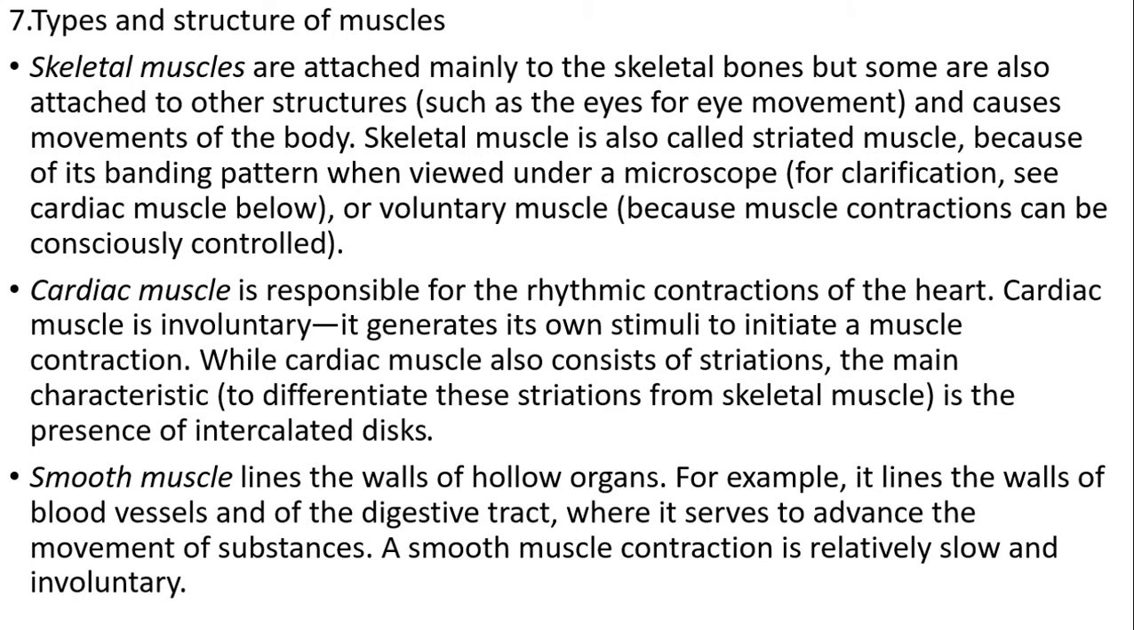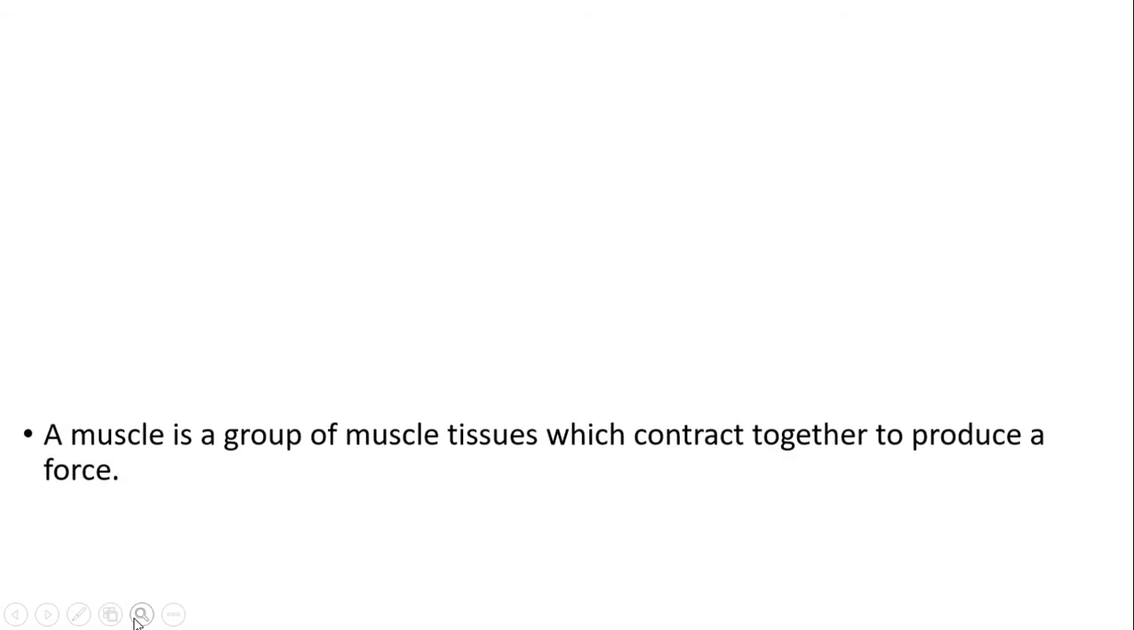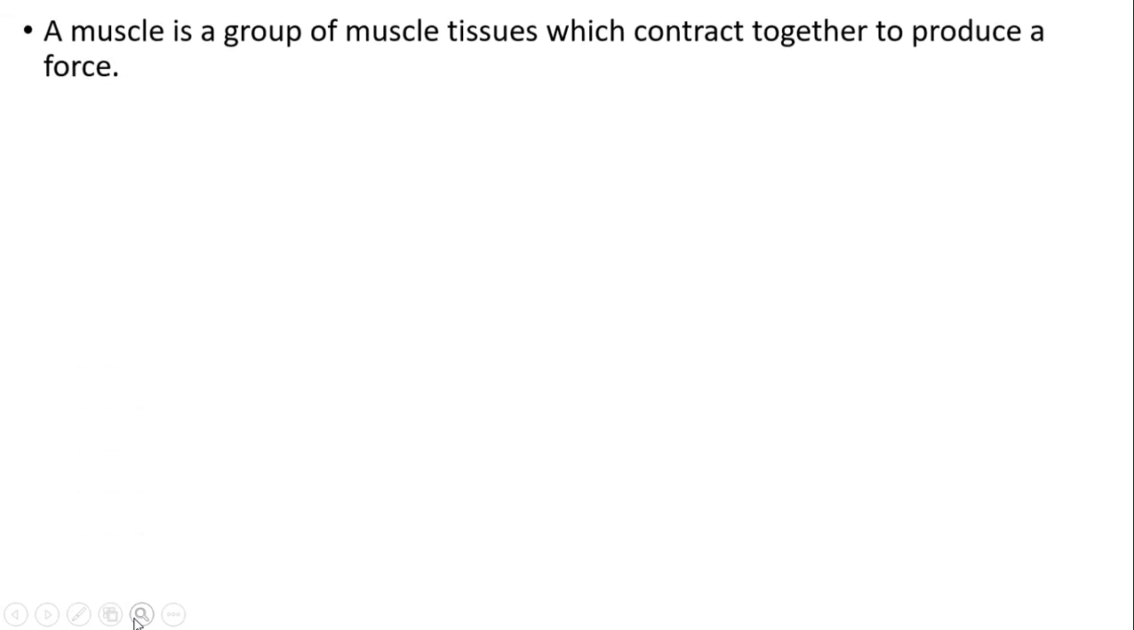Smooth muscle lines the walls of hollow organs. For example, it lines the walls of blood vessels and the digestive tract, where it serves in the movement of substances. A smooth muscle contraction is relatively slow and involuntary. A muscle is a group of muscle tissue which contracts together to produce a force.